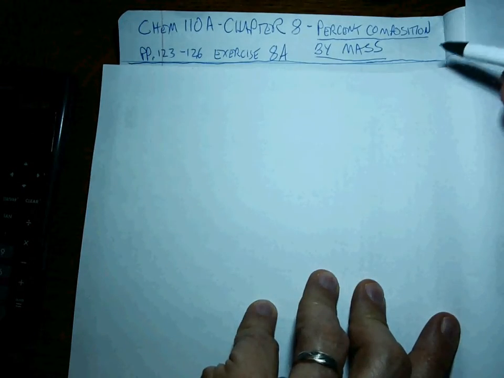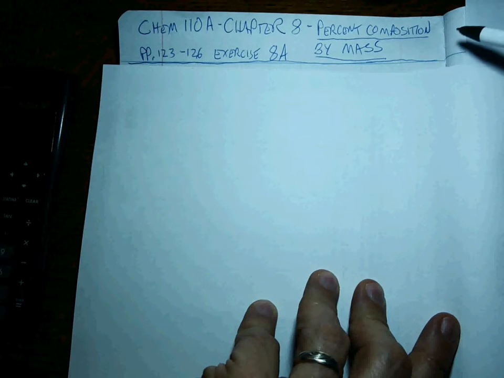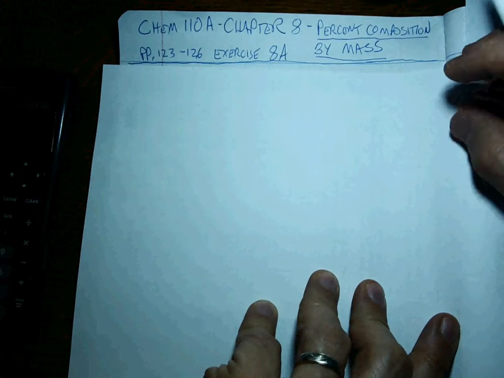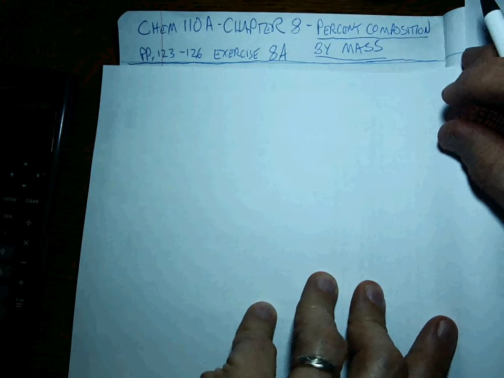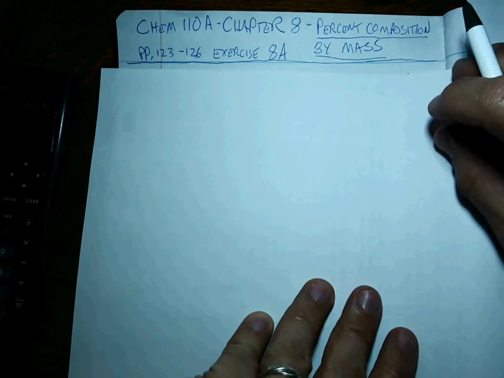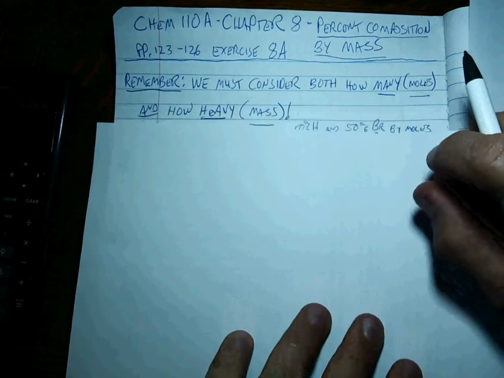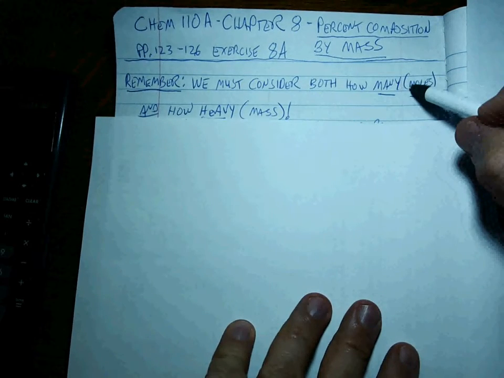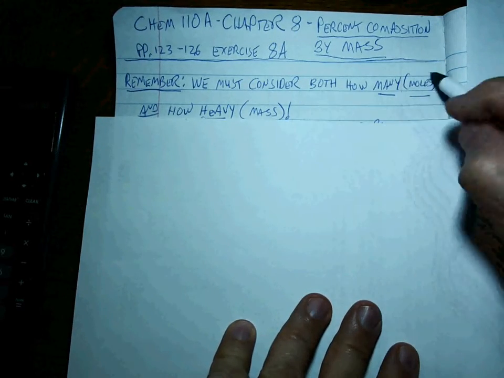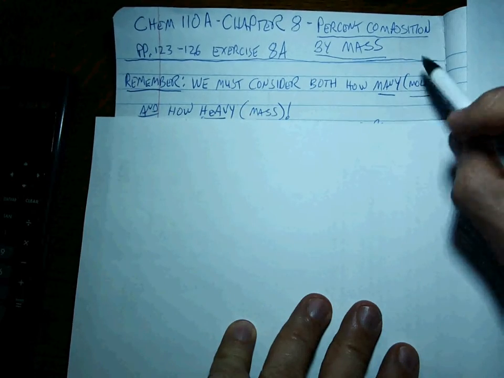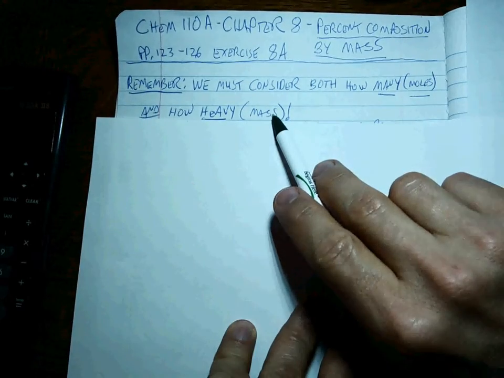Basically what we're talking about here is trying to look at every compound, not just in terms of how many moles of each element are in a compound, but also the amount of mass that each one of these elements contributes. So we have to consider both how many and how heavy. How many has to do with the moles, how heavy has to do with the mass.